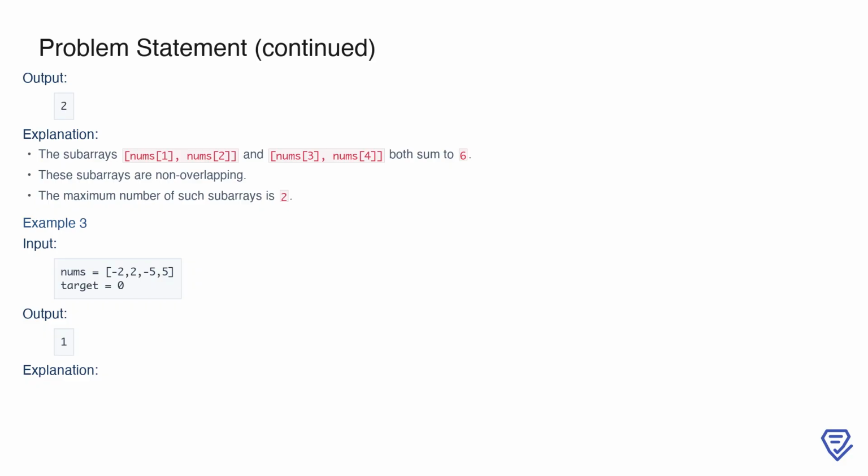Now consider another example. If nums is -1, 3, 5, 1, 4, 2, -9, and the target is 6, the output is again 2. Here, the subarrays nums[1..2] and nums[3..4] each sum to 6. These subarrays are non-overlapping because the indices of the first subarray end before the indices of the second subarray begin. No other subarrays can be selected without violating the non-overlapping condition. This example highlights how the solution must handle both positive and negative integers in the array while identifying valid subarrays.